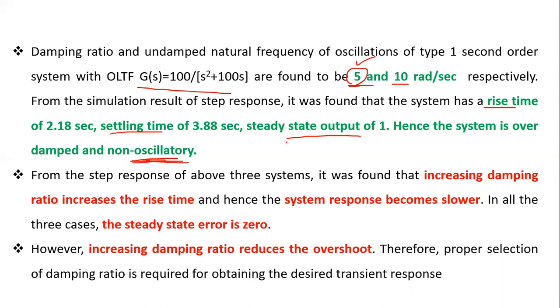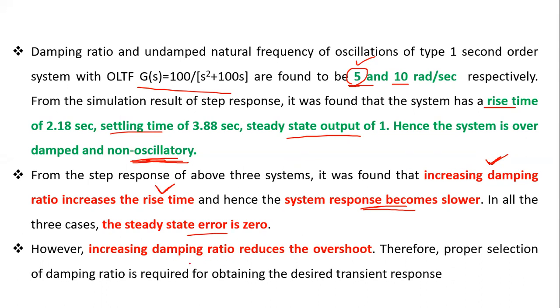But if we observe the rise time, if we are increasing the zeta value, if we are increasing the damping ratio, rise time is increasing. If we observe the waveforms, as we increase the damping ratio, automatically rise time is increasing. If the rise time is increasing, the response will be slow. System response becomes slower. Right? Steady state error is zero, but rise time is increasing. Zeta value is increasing, so rise time is increasing.